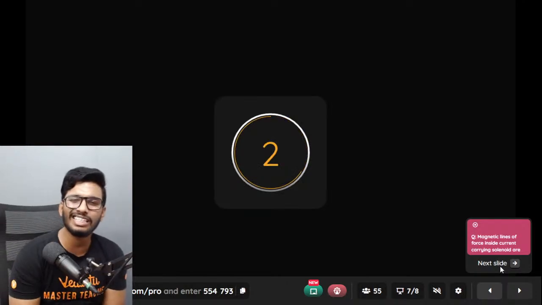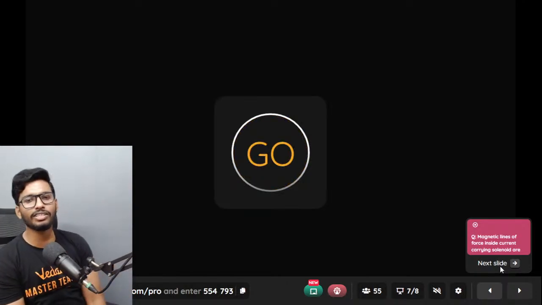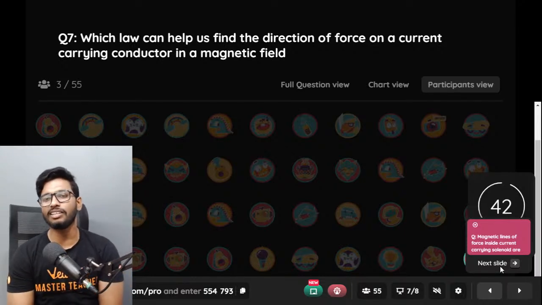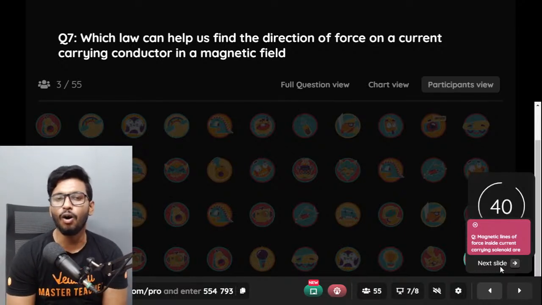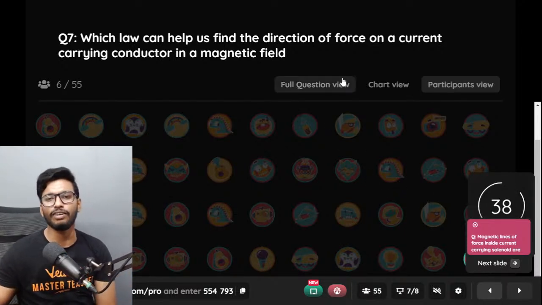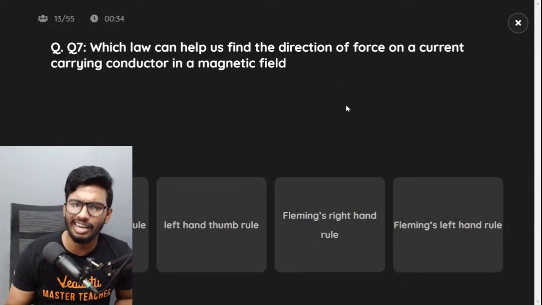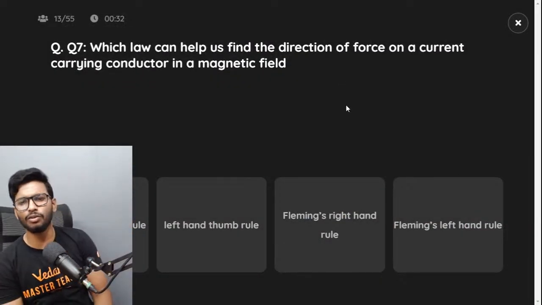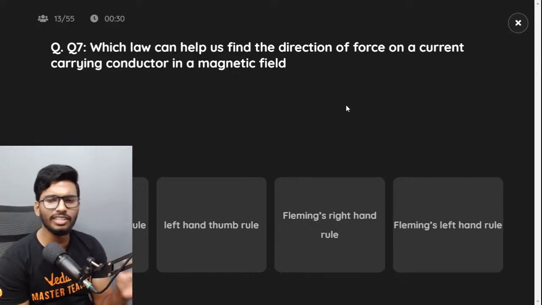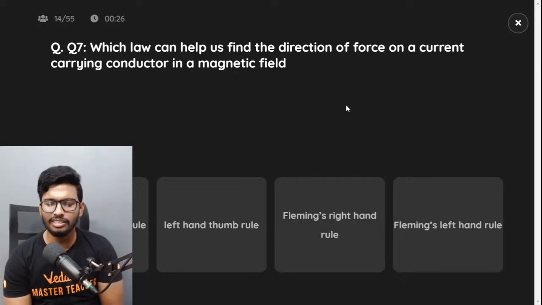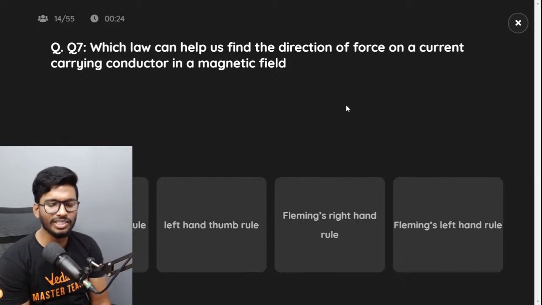Going on to the 7th question, the second last question for today. Which law can help us find the direction of force on a current carrying conductor in a magnetic field? Again, a jujube question. Is it the right hand thumb rule, the left hand thumb rule, Fleming's left hand rule, or Fleming's right hand rule? Which of these can help you find out the direction of the force on a current carrying conductor placed in a magnetic field?